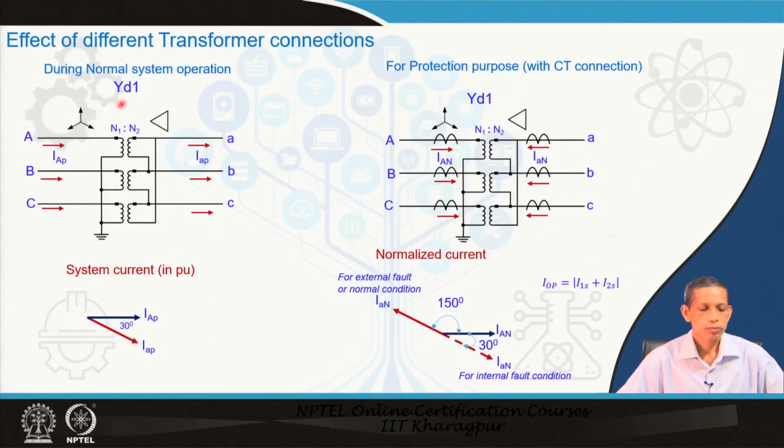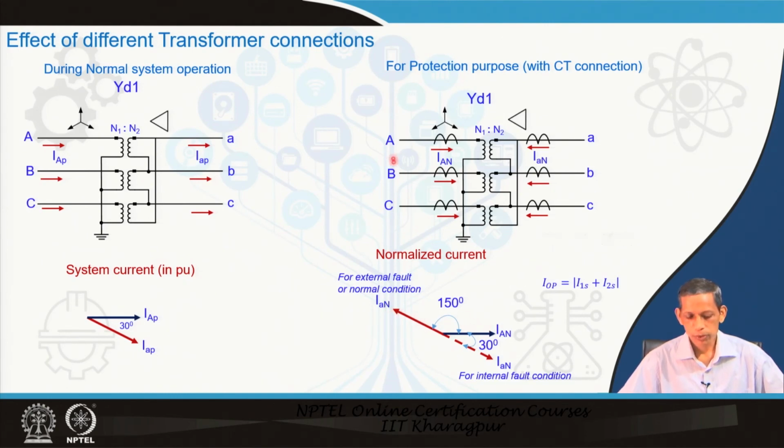Now, come to the YD1 connection for this transformer. We know the high voltage leads the low voltage by 30 degree. So, per unit, the high voltage current leads the low voltage current by 30 degree. When you come to the CT connections as we have already defined, the normalized current after the scaling down, as we have done in that earlier example, will be reversed. So, the I A n side current will be reversed after the CT connection. This is about the CT secondary we are looking at.